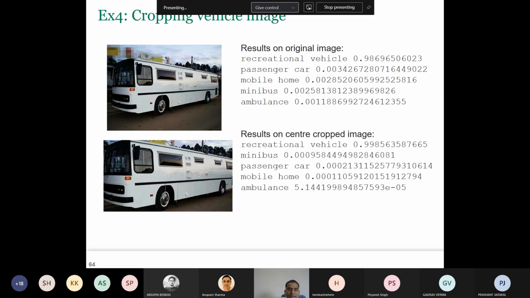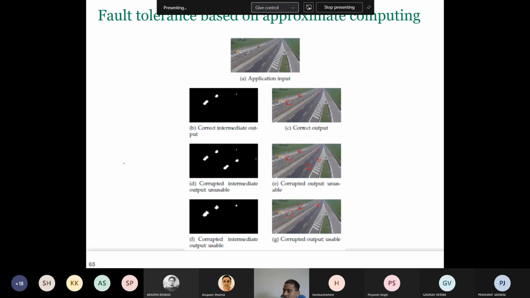Finally, in this vehicle, we have cropped the corner parts, and previously we were 0.986 sure. Now we are 0.998 sure. We are really, really sure that this is a recreation vehicle. So in this way, by ignoring the unimportant parts of the image, we have improved the confidence. Okay. Any questions till this point?